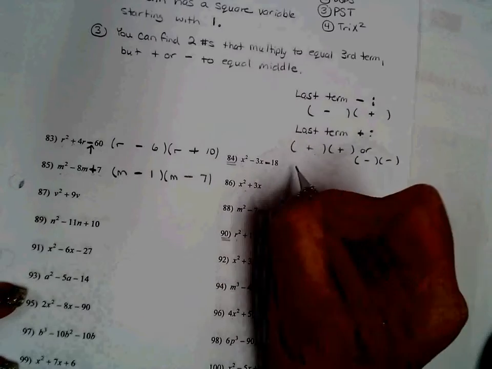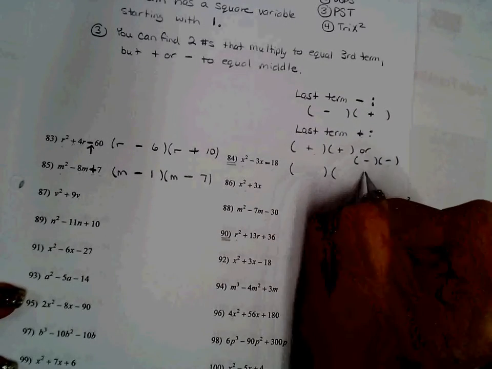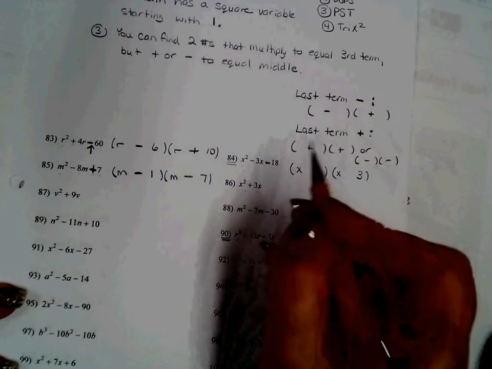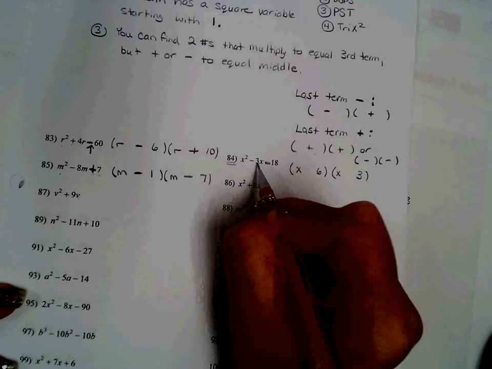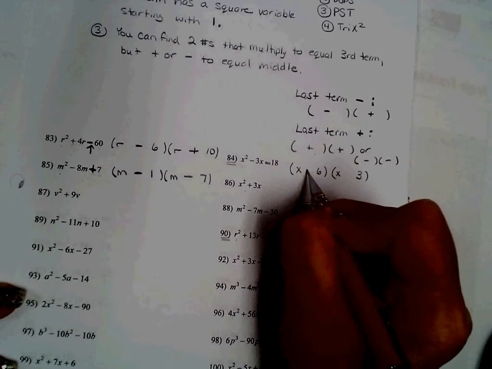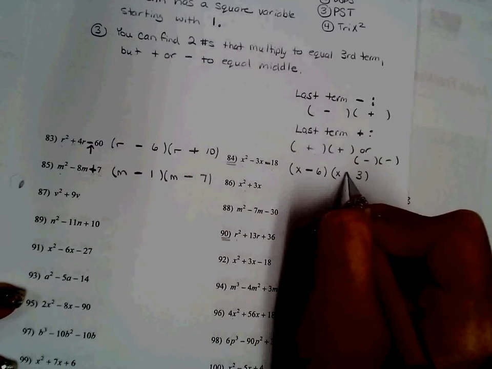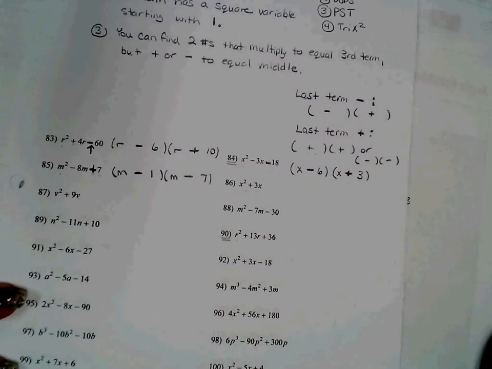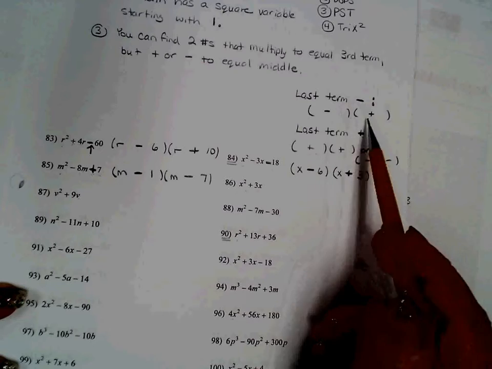So I do two sets of parentheses, x and 6, x and 3. They have to subtract to give me a negative 3. So how am I going to get a negative 3? Well, to get a negative 3, I have to have a negative 6 and a positive 3. So there is the correct answer to 84. And notice I said if the last term is negative, there's one of each.